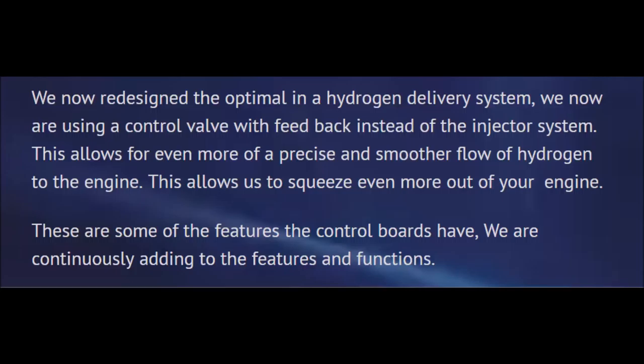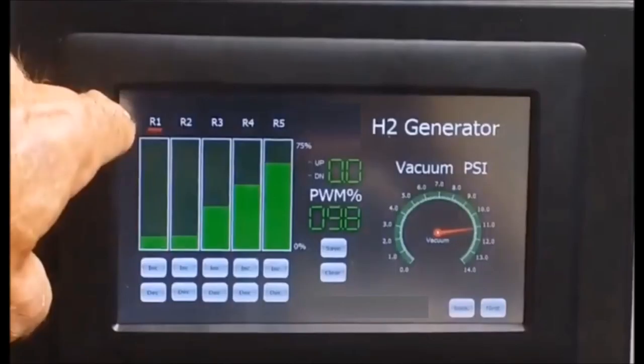So if we go to the next screen, we're able to see the slope. Now it's set at R1 because it's not creating that much hydrogen, based on the engine load. The engine load is virtually nothing because it's at idle, so it doesn't require very much hydrogen. And each one of these scales, we can set how much hydrogen we want at the engine load.